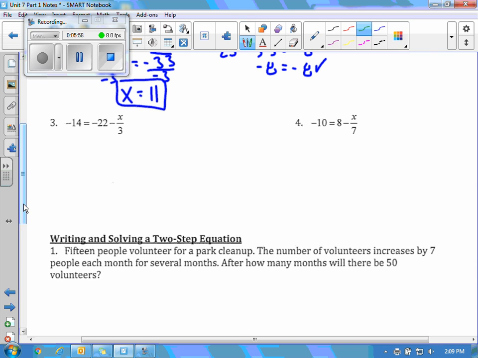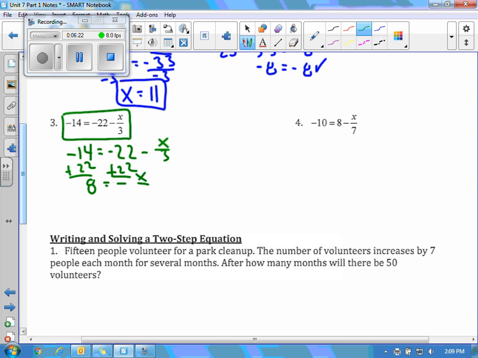Again, my first step is going to be to take the box and rewrite this. So negative 14 equals negative 22 minus x over 3. I go to the side with the variable, which is the right side. I have a negative 22, so I need to add 22 to both sides to move it over. Negative 14 plus 22 is positive 8. And then on this side, I have negative x minus x over 3.